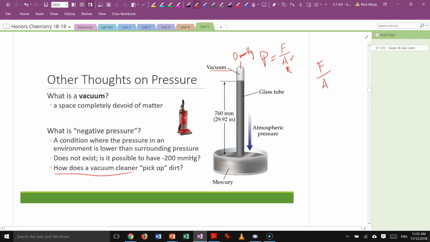And the last point on here is asking you, how does a vacuum cleaner pick up dirt? So I mentioned the vacuum cleaner again. How exactly does a vacuum cleaner pick up dirt? You run it over some surface, and all of a sudden the dirt disappears, gets sucked in somehow. Let's think about that and address how exactly that works.